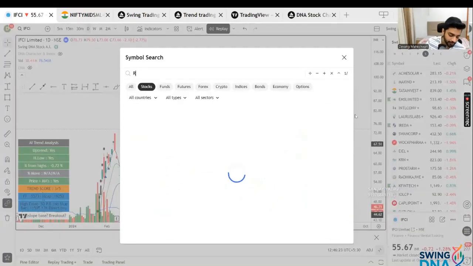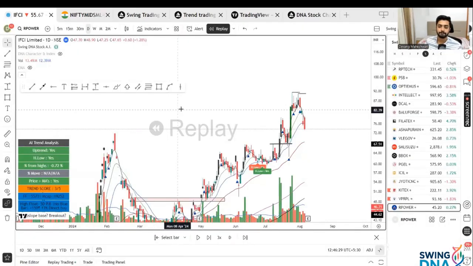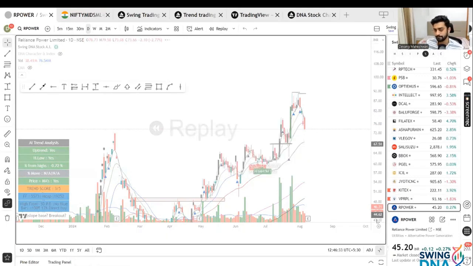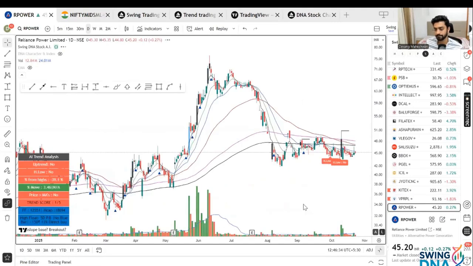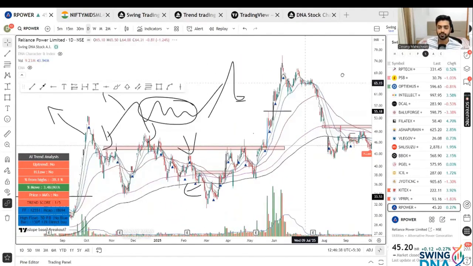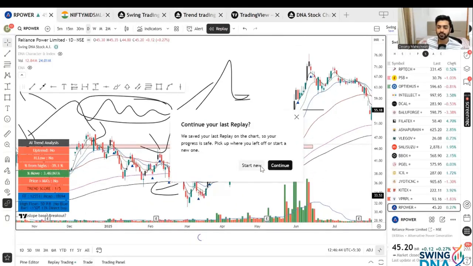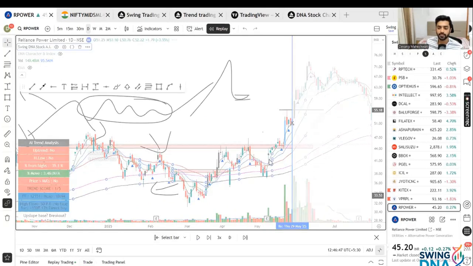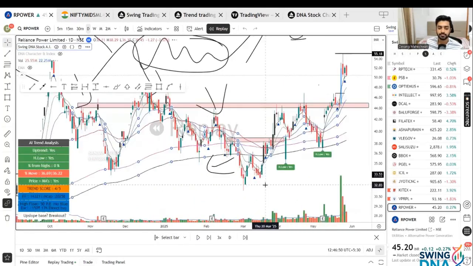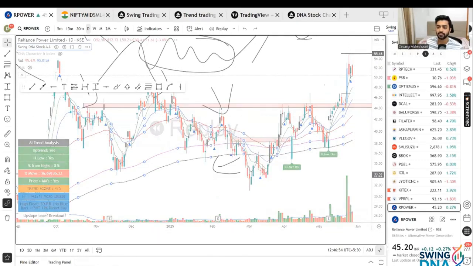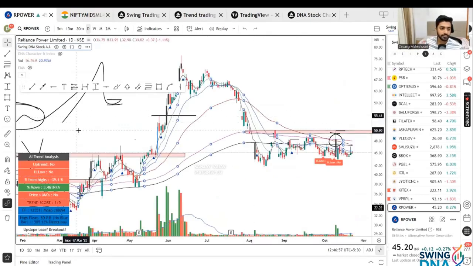Let's see this R power. This is close to the highs up here. You have some momentum here, but the final breakout here, you will see a good percentage of move came. This is the momentum before that.